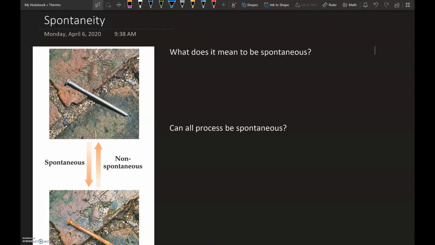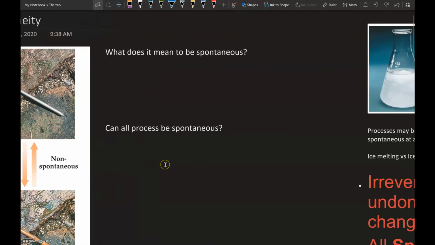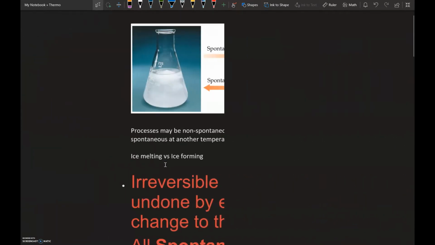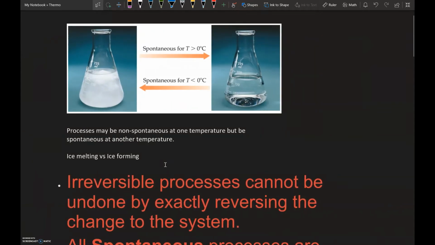So what does spontaneous mean? It means that something's going to happen on its own. Can all processes be spontaneous? No, they can't all be spontaneous. Now, as we move forward and talk about different spontaneous processes, some processes may be spontaneous at one temperature, but not spontaneous at another temperature.